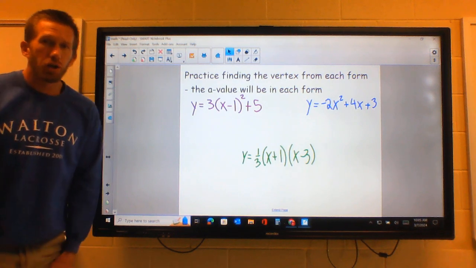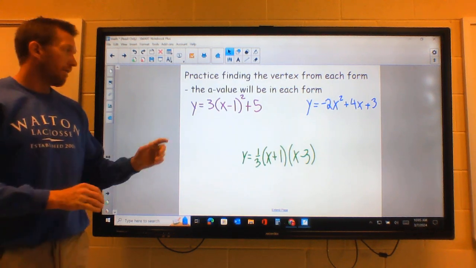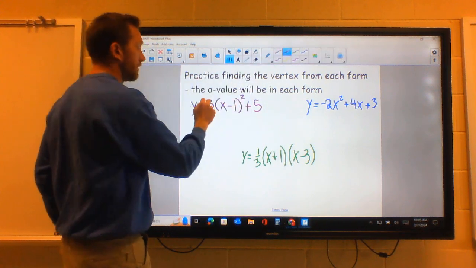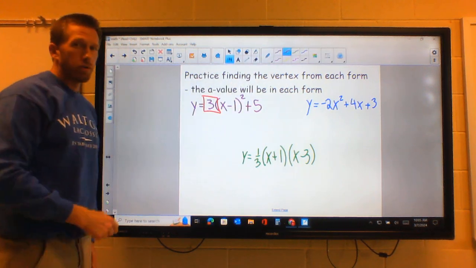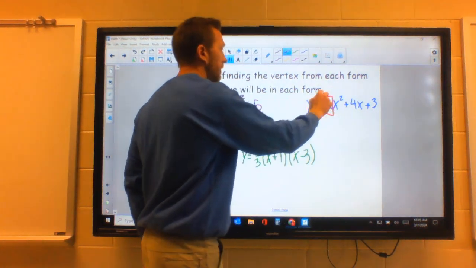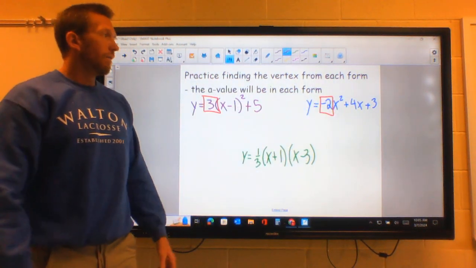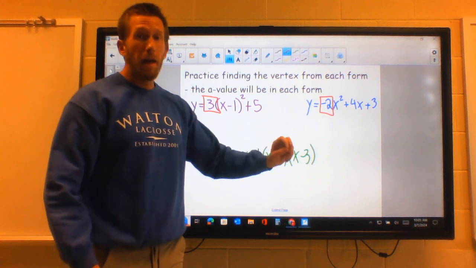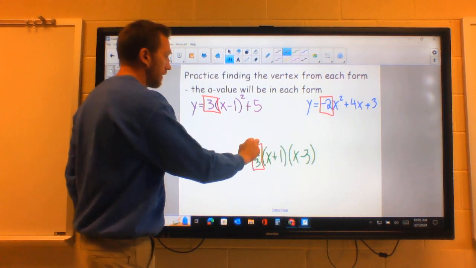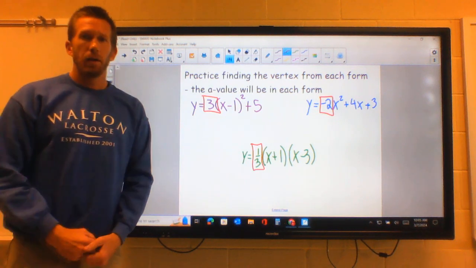All right, so just showing y'all the 3 forms that we have. We've got vertex form. The a value is staring us right in the face. That is a stretch of 3. We've got standard form. The a value is staring us right in the face. This is a reflection, then separately a stretch of 2. And here our a value in intercept form as well.